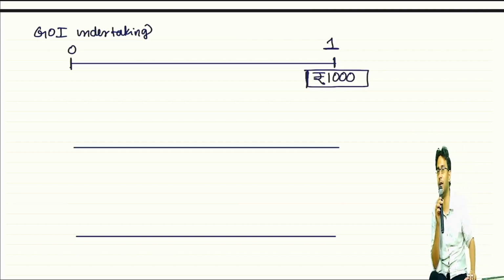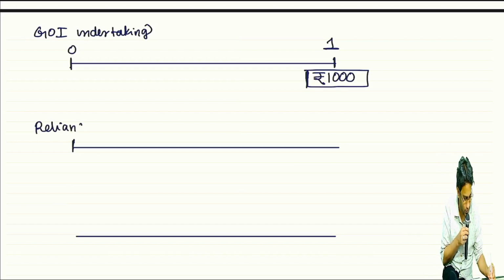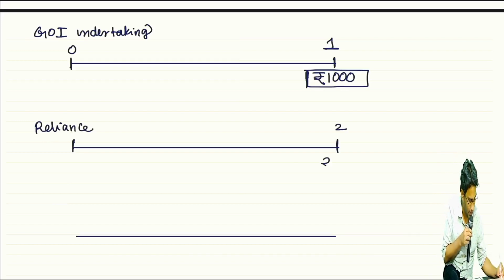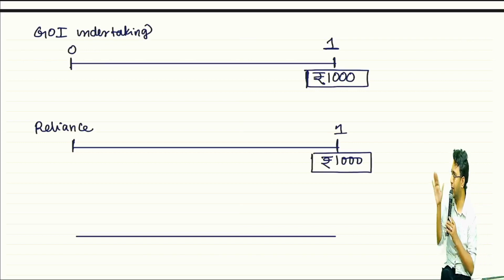Sir, why are you taking a 1 year bond? Sir, let's take a 5 year bond. It will take more time, that's all. Easy to understand. Next company is Reliance. Almost government in India, but not exactly government. They are also issuing a 1 year bond. After 1 year, they will also pay 1,000.